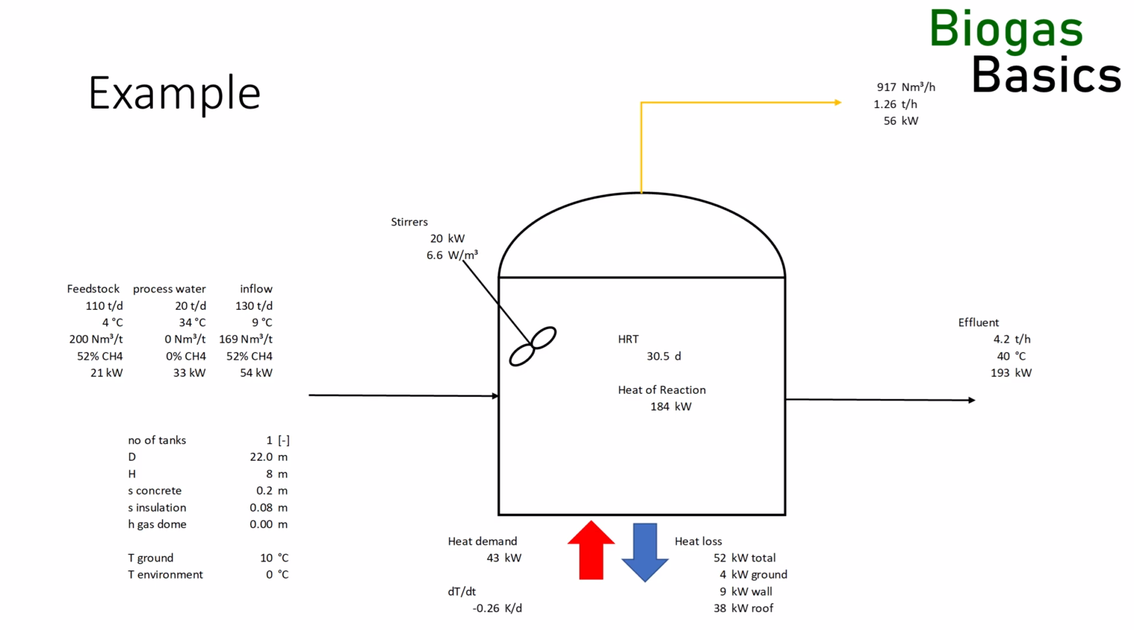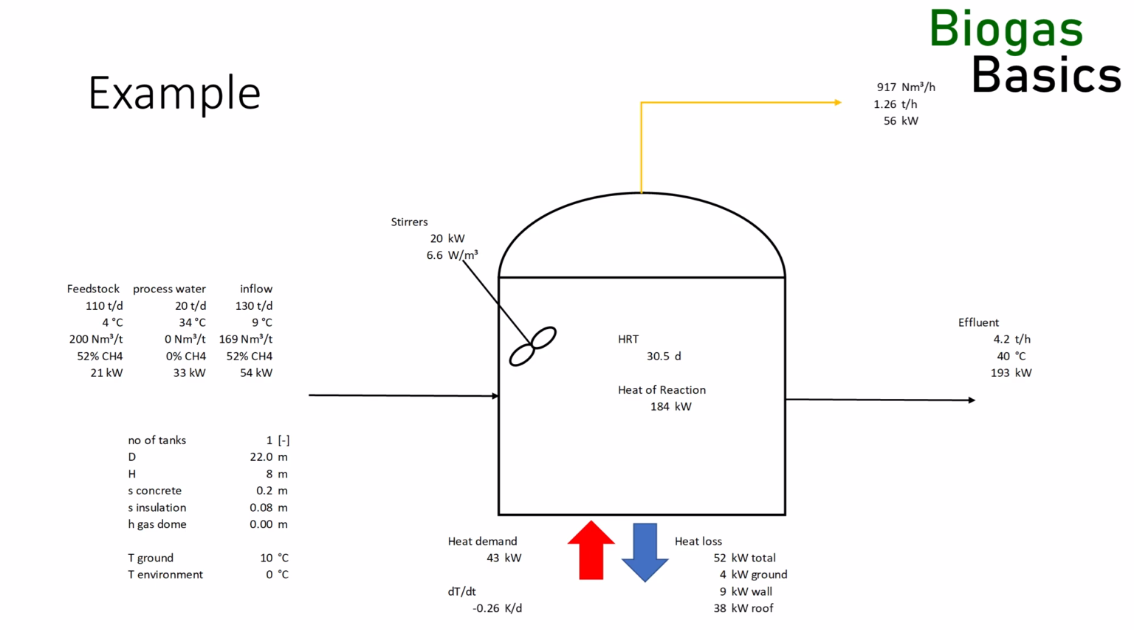Further, the digester must be diluted with 20 tons per day of processed water, which has 34 degrees Celsius. The total inflow is 130 tons per day or 5.4 tons per hour. The digester makes 917 cubic meters of biogas per hour, which is 1.26 tons per hour. The resulting effluent is 4.2 tons per hour. The digester temperature is 40 degrees Celsius. The volume dissipated power from the mixers is 6.6 watts per cubic meter.